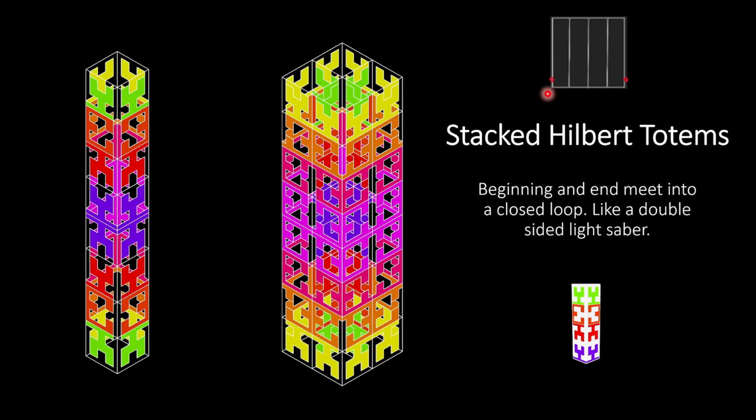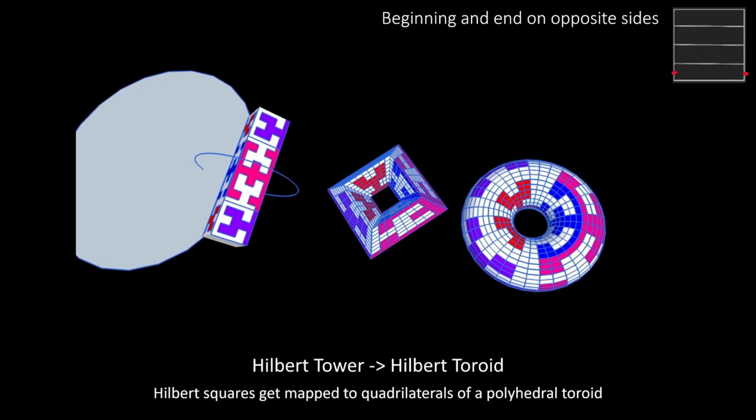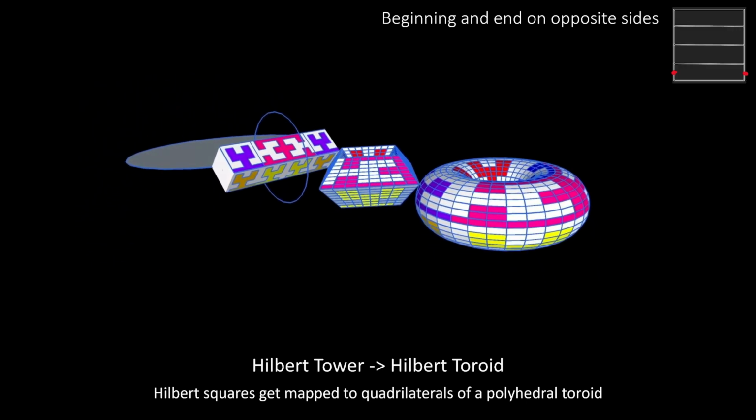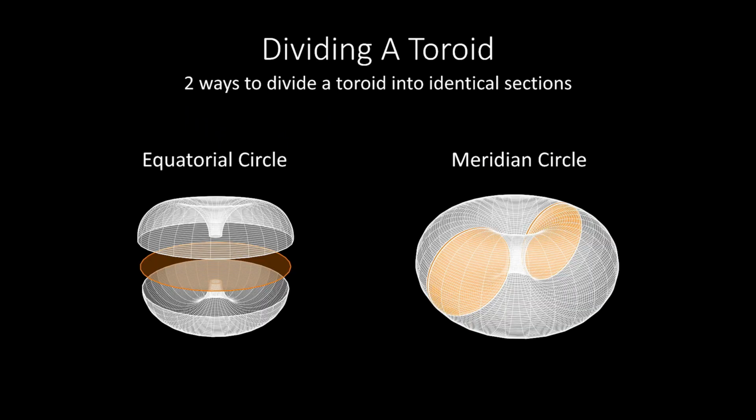The Hilbert totem, where the beginning and end meet in a closed loop, can be mirrored by its base to form a double lightsaber. Take a flat plane, wrap it into a tube, and wrap that tube into a ring, you get a toroid. Take a Hilbert totem, wrap it in a loop, and you'll get a Hilbert polyhedral toroid, where the beginning and end meet into a closed loop. There are two ways to divide a toroid. You can divide it by its equatorial circle or its meridian circle.